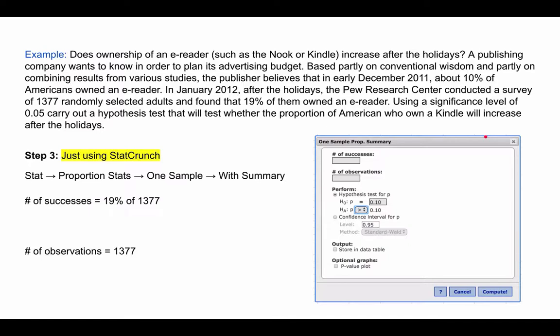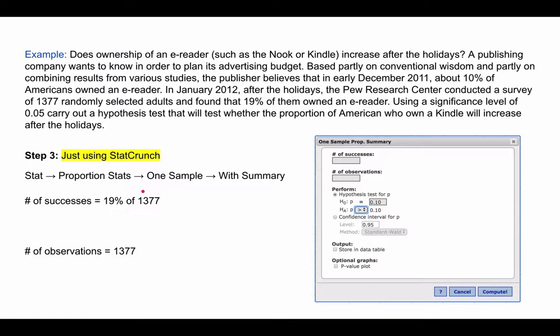So under number of successes right here, number of successes is the total number of people interviewed who owned an e-reader when we did our survey of the randomly selected population. So we randomly selected 1,377 adults and found that 19% of them owned an e-reader. So that means that the number of successes, or number of people who owned an e-reader, was 19% of 1,377.